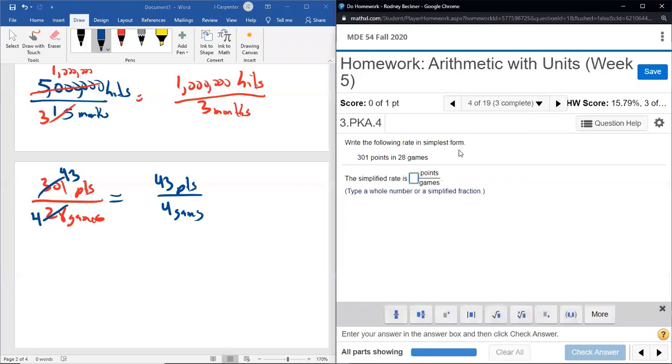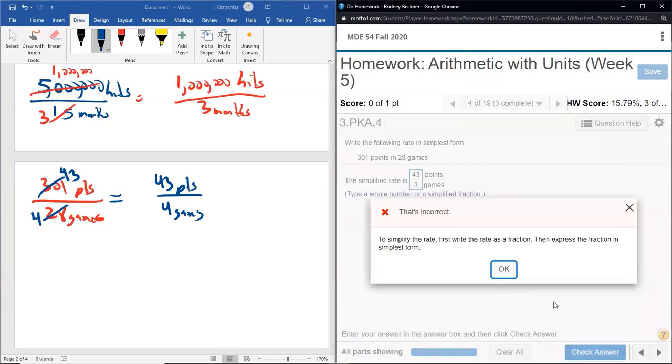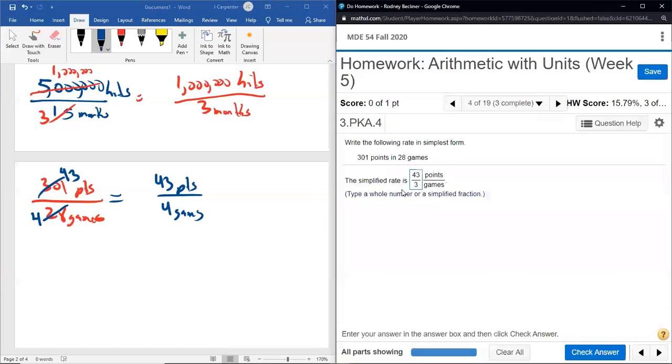So let's try that. 43 over 3. I'm hitting the slash key on my keyboard to do that without having to hit the fraction button first. Either way works though. Ooh, we did something wrong, didn't we? And I said it wrong intentionally. I was kind of going with that same vein. I said 43 over 3. Nope, it's 43 over 4.